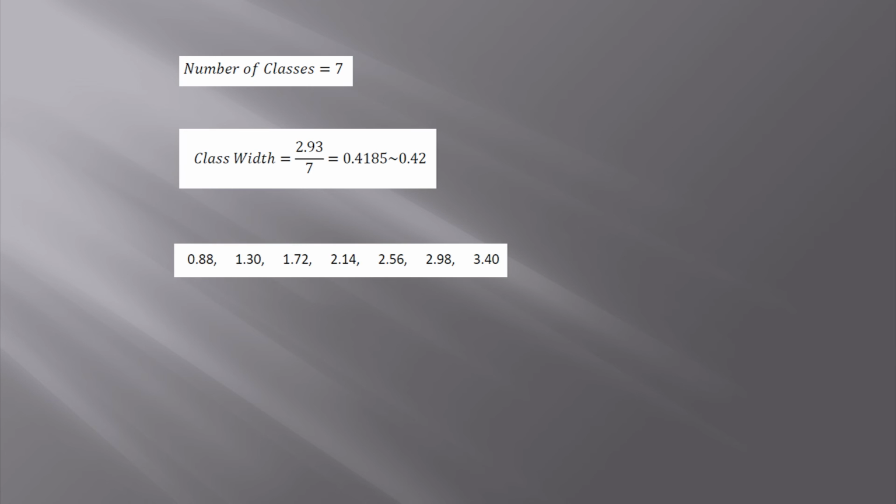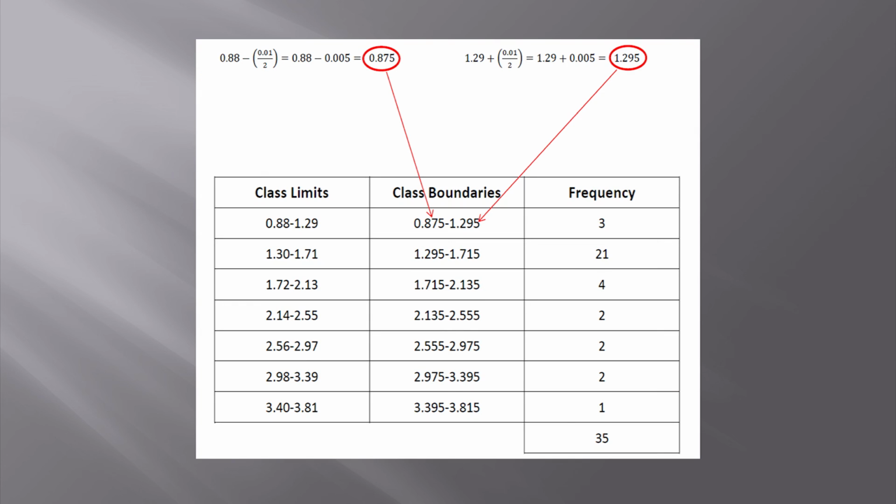We know the smallest value is 0.88. Then we can add 0.42 to 0.88. Then it becomes 1.30. Like that you can find each and every starting point. Finally, you can obtain this table: class limits, class boundaries, and frequency. Frequency represents how many data points are within those class boundaries.